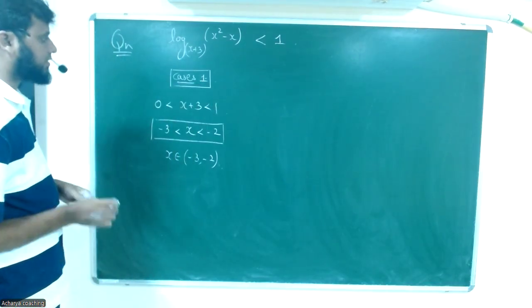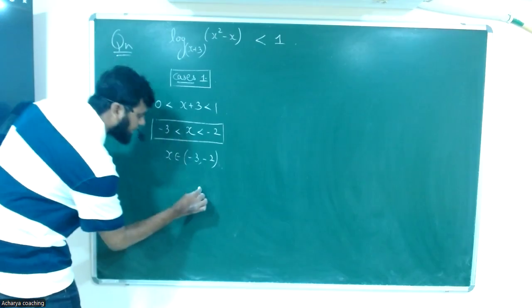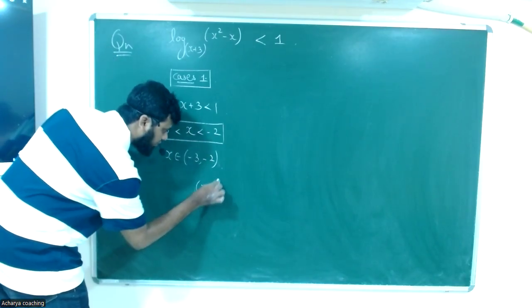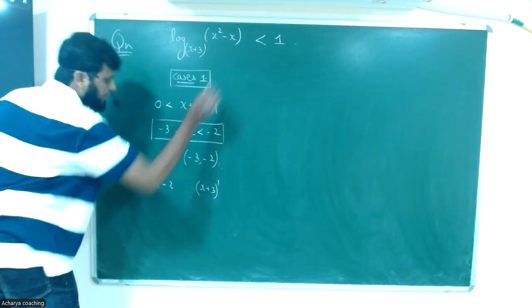So if I do like this, it is a decreasing function. So the sign of inequality will be reversed. (x+3)^1 and here we'll have x square minus x. Less than symbol will change to greater than.